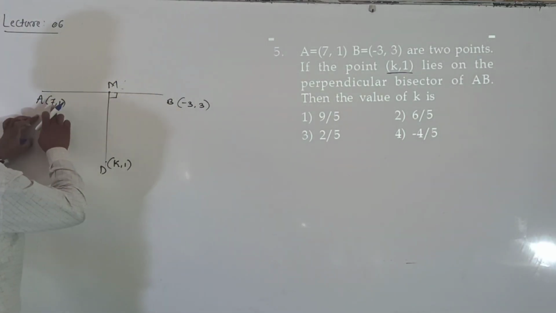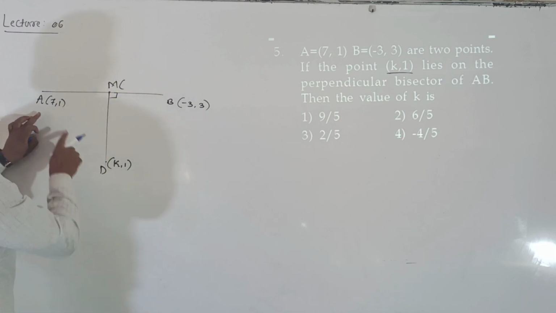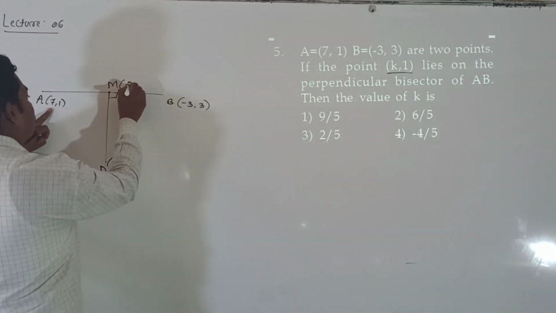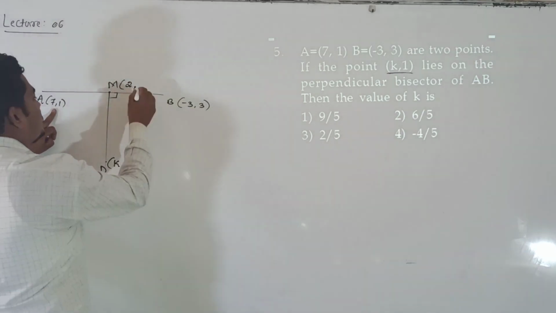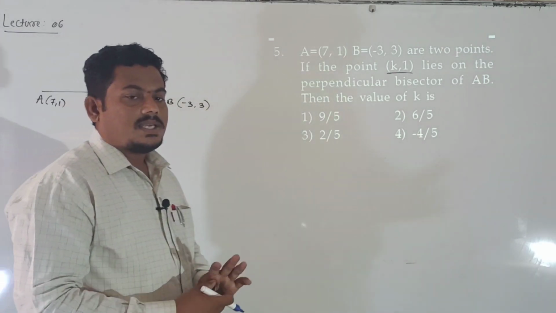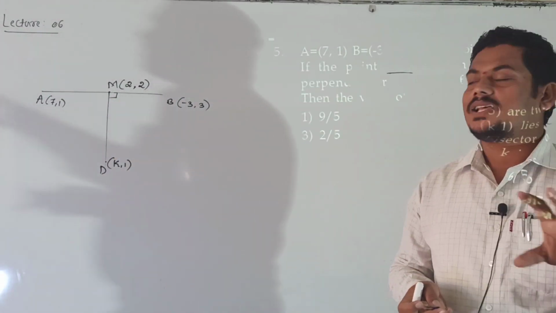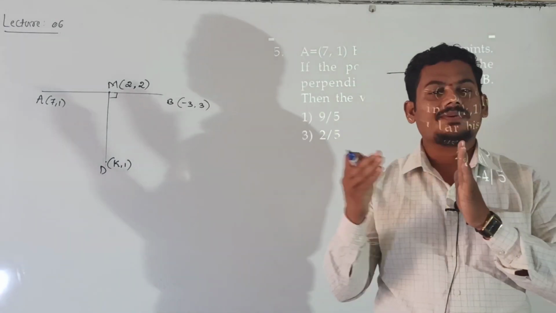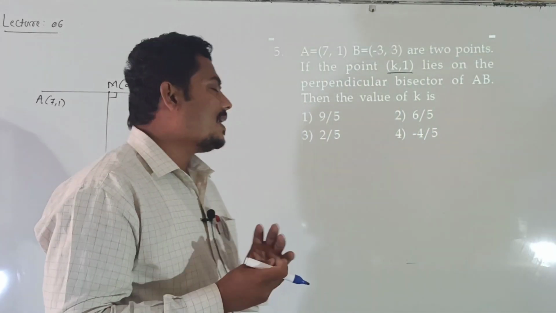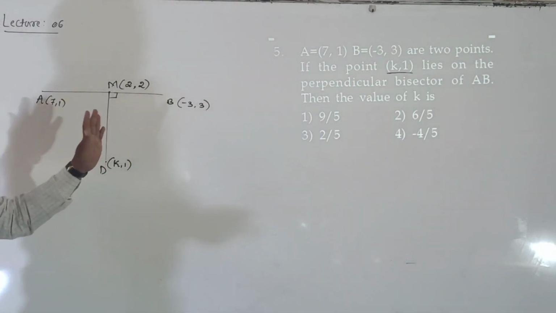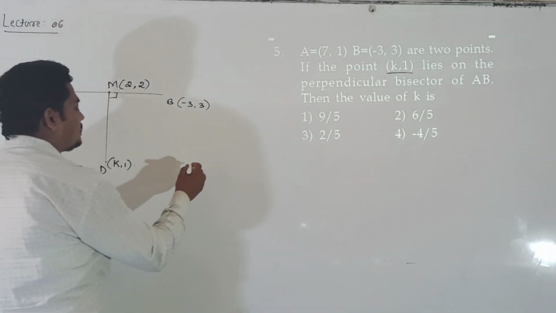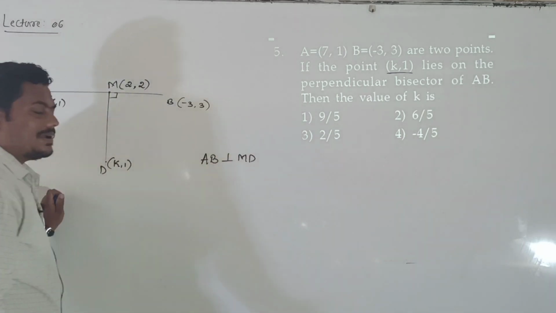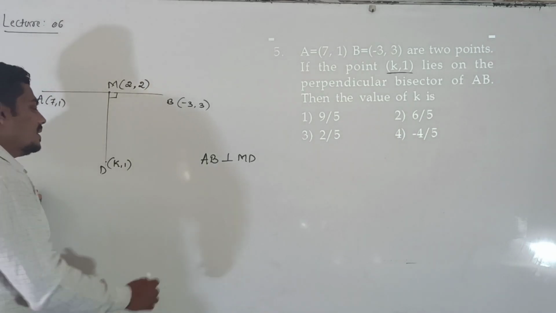Just use the midpoint formula, x1 plus x2 divided by 2. x1 plus x2 means 7 minus 3 divided by 2, means 4 divided by 2. Then 1 plus 3, that is also divided by 2. In the question they have only given perpendicular bisector. Perpendicular, and it bisects. Bisect means which divides equally. Perpendicular bisector means AB line is perpendicular to MD line. From the given data, AB is perpendicular to line MD, right?